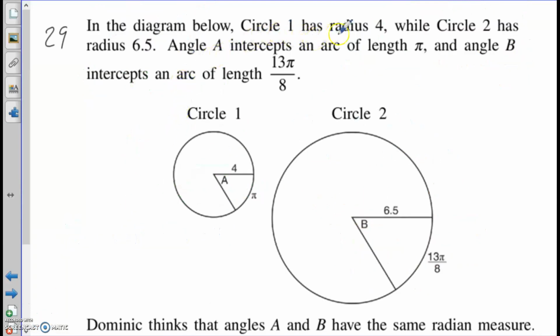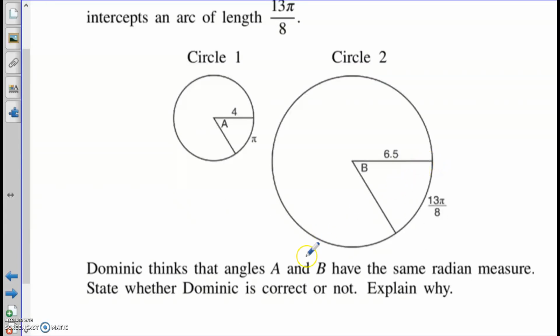In the diagram below, circle 1 has a radius of 4, and circle 2 has a radius of 6.5. Angle A intercepts an arc length of pi, and angle B intercepts an arc length of 13 pi over 8. Dominic thinks that angles A and B have the same radian measure. Now, radian measure is something that, in my opinion, belongs more in Algebra 2 than in geometry, and it really doesn't come up very often. Maybe there's been one other exam in the past 8 exams that mentions the word radian.